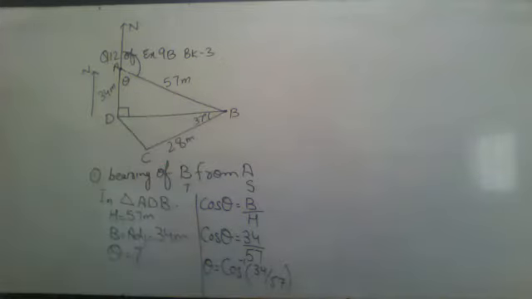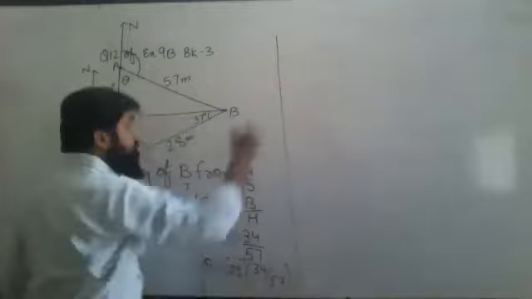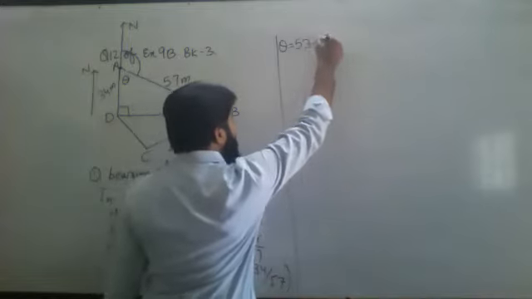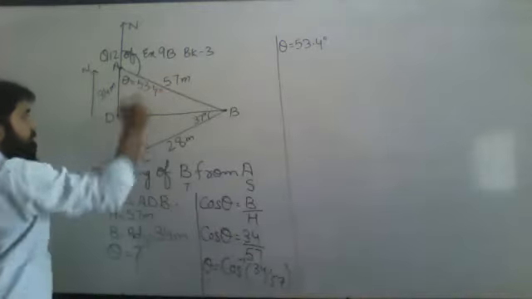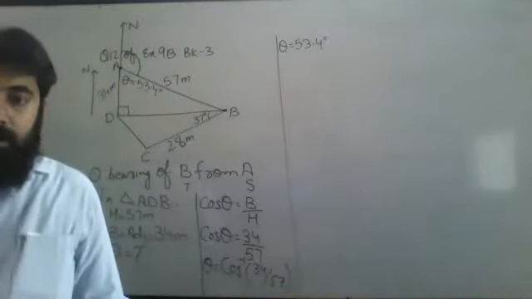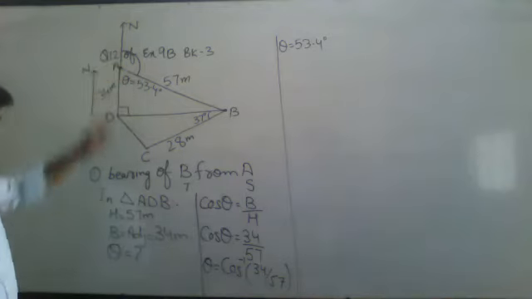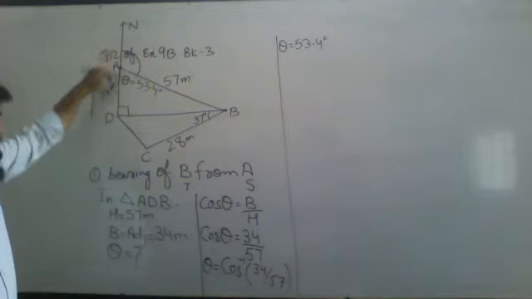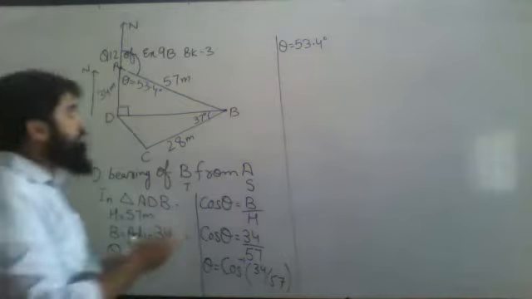You can use your calculator to get your answer. When I simplify it, theta equals 53.4 degrees. This theta is coming 53.4 degrees. Now, what I was looking for was not this. They have asked for the bearing of B from A. As I have got this, the straight line will be 180 degrees. So what will I do?